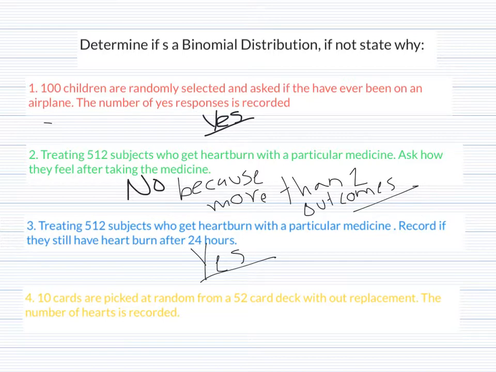Number 4 says, 10 cards are picked at random from a 52-card deck without replacement. The number of hearts is recorded. So we have a fixed number of trials. We have 10 trials. We're picking 10 cards. However, is each trial independent? No. So this is not a binomial distribution because the trials are not independent.